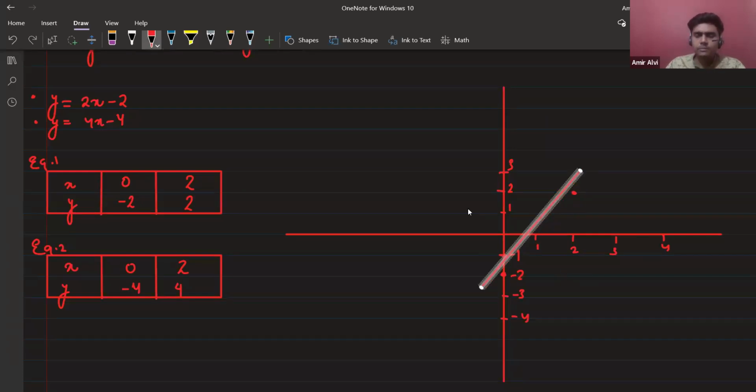Okay. Clear? Suppose this is it. Just a second. This is intersecting here. So this is the point (2, 2). When you draw on the scale, it would be completely symmetrical. Clear? So this is our line: y equals 2x minus 2.